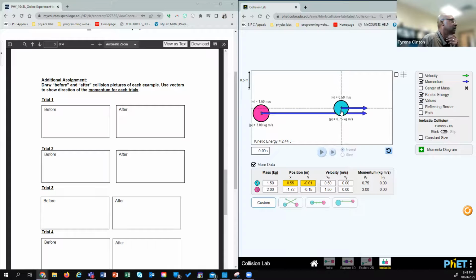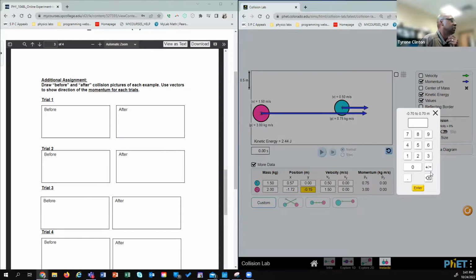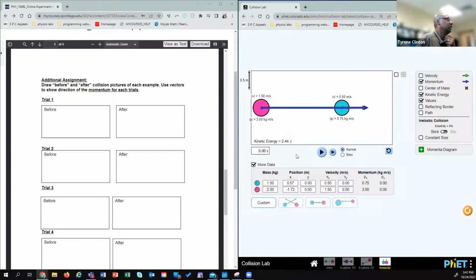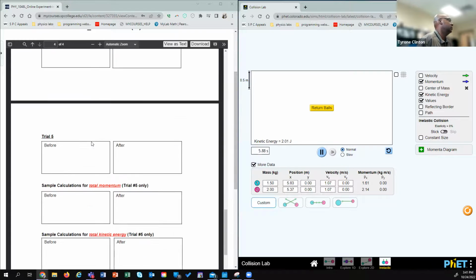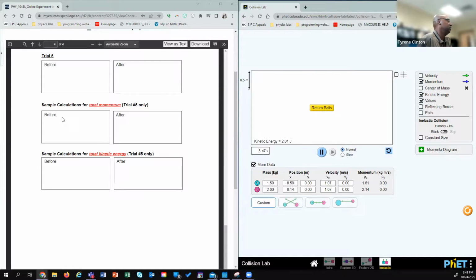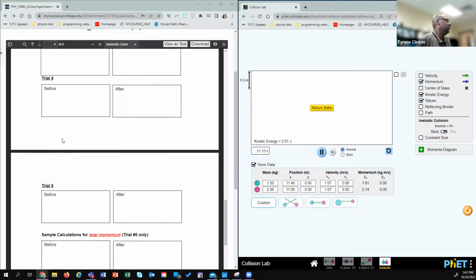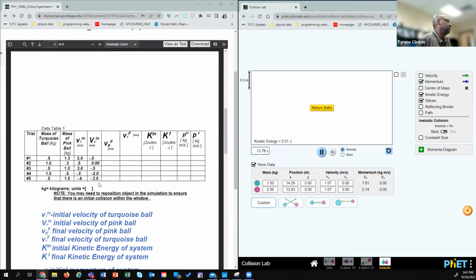Reposition. If you can't get it to click in that one position, then you'll just need to change it by clicking on it. And again, you're going to want the collision to occur, hopefully on the screen. All right. And then again, you're going to draw the pictures, and then you should do a sample calculation for the fifth trial down here and fill in as necessary. All right. And this thing continues to move off to infinity. All right, so that is my spiel for the lab.